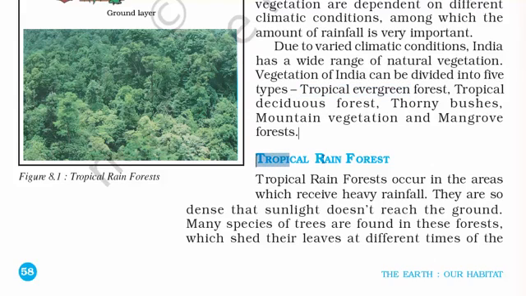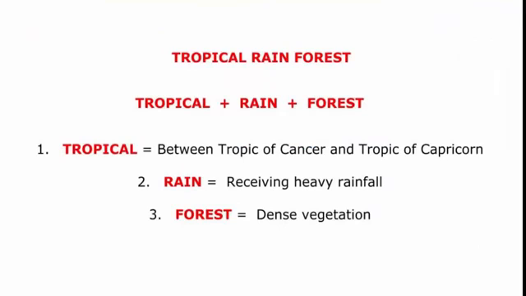So the first one is tropical rainforest. Have a look at this picture. Try to break that word tropical rainforest and understand it. Tropical means any place that is between the Tropic of Cancer and the Tropic of Capricorn. Rain means receiving heavy rainfall, and forest is dense vegetation. So that's how you have to remember what a tropical rainforest is.